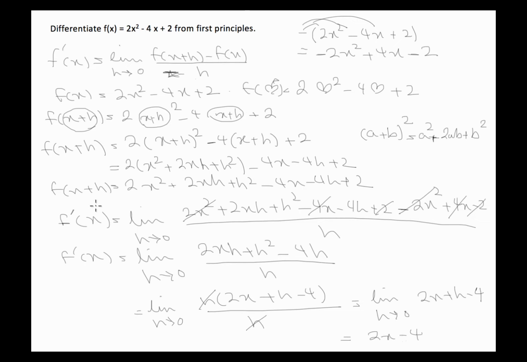So this is telling you that the gradient function is 2x minus 4. If this is my function, f(x) is equal to 2x squared minus 4x plus 2, and I'm trying to find the gradient of this function at any point, the gradient is going to follow this path. So if I want to find what the gradient of this function is at x equals 1, all I need to do is substitute 1 into this formula. So it's 2 times 1 minus 4, which is minus 2, and so on. So that's what you do when you're trying to solve a question from first principles.